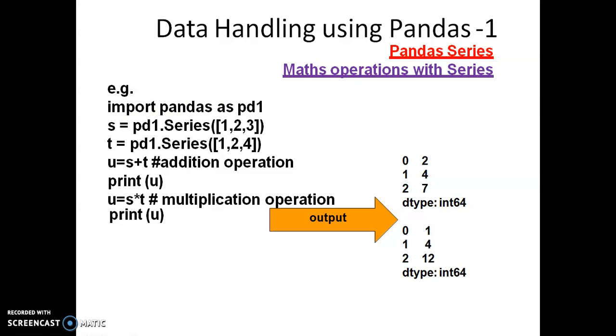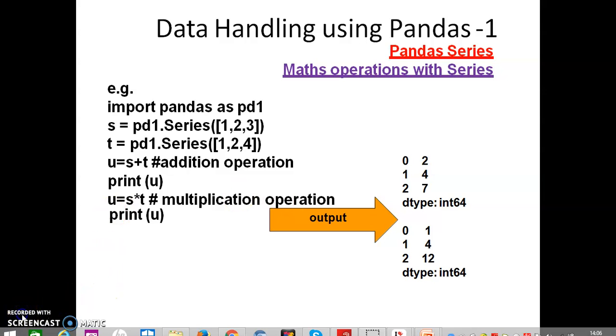Now, maths operations with pandas series. Friends, this is a very important thing: how you have to create a series and how you can use it to create operations. I have created 2 series here. When we apply an addition, multiplication or subtraction operation on both of them, what will be the answer? The index will always show 0, 1, 2.